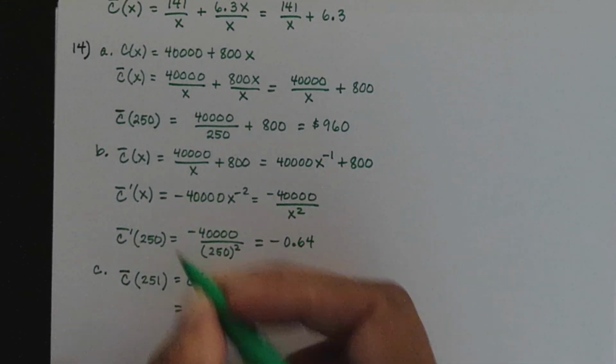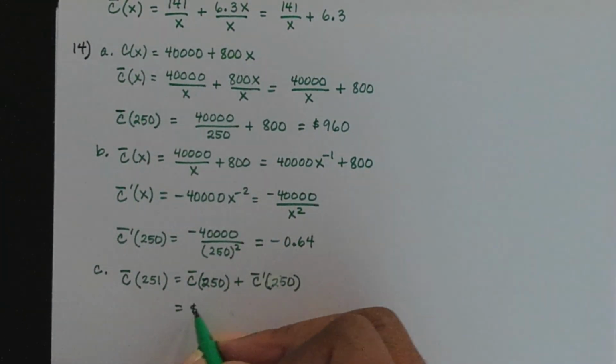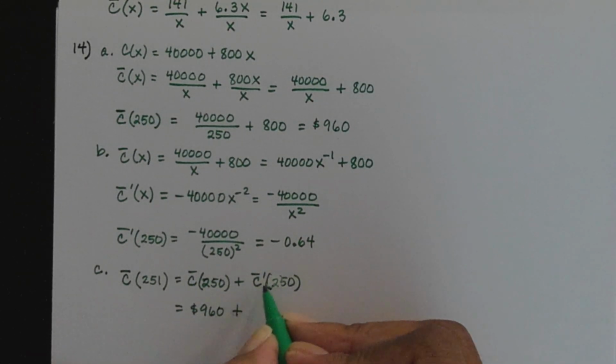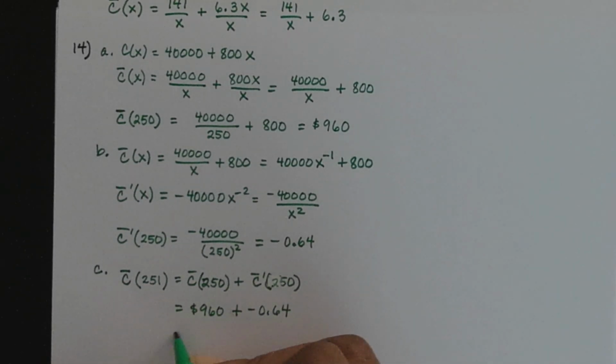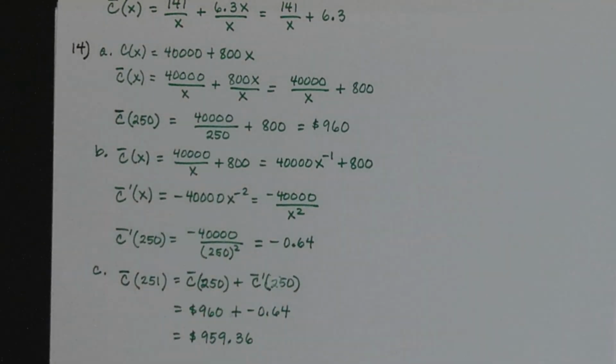In other words, C bar was 960. Plus C bar prime of 250 was negative 0.64. If I add those two, what would I get? 959.36. Right. So the average cost per frame if 251 frames are produced, that's one additional frame, would be $959.36. Okay. Are there any questions about problem number 14?